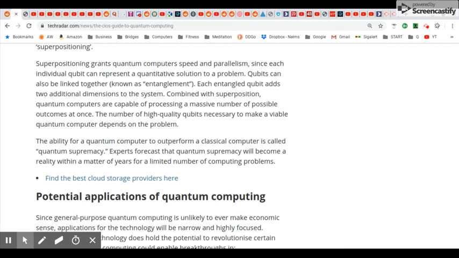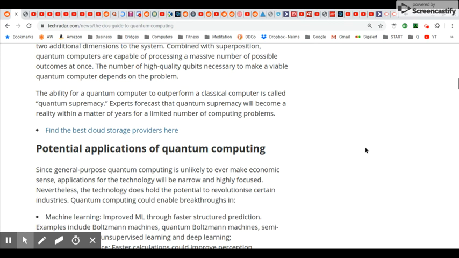Qubits can be also linked together, known as entanglement. Each entangled qubit adds two additional dimensions to the system. Combined with superposition, quantum computers are capable of processing a massive number of possible outcomes at once. The number of high-quality qubits necessary to make a viable quantum computer depends on the problem.